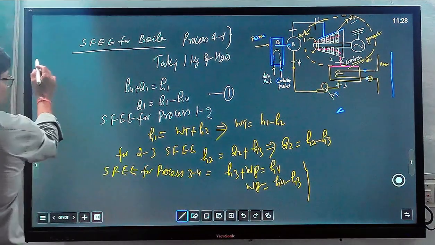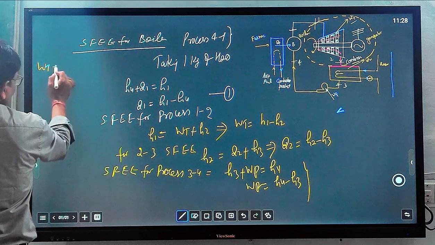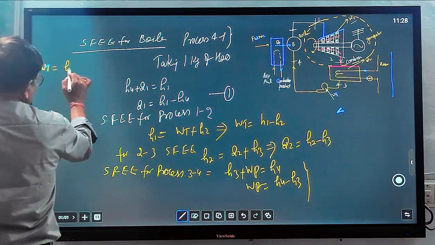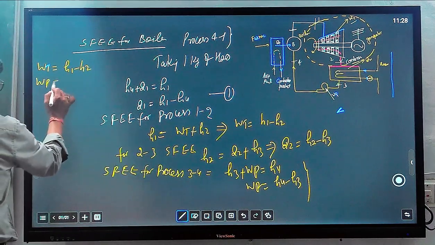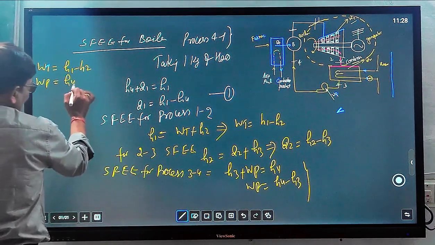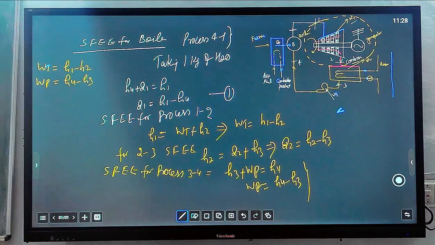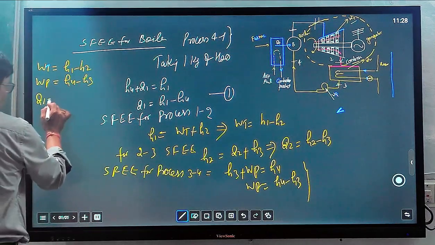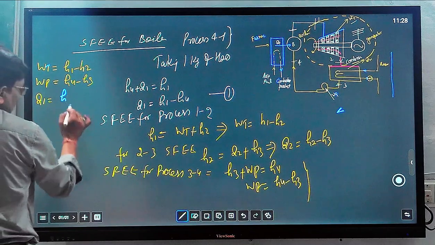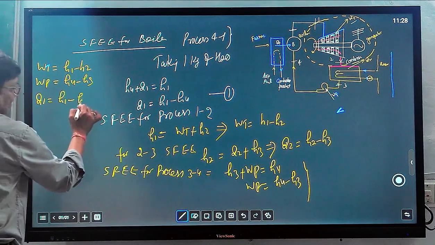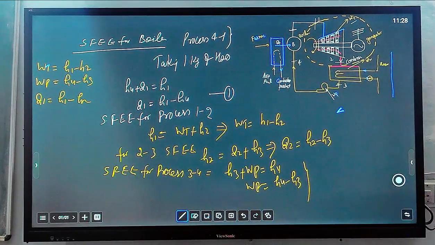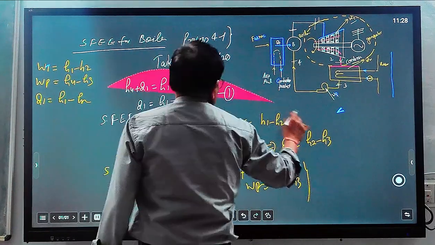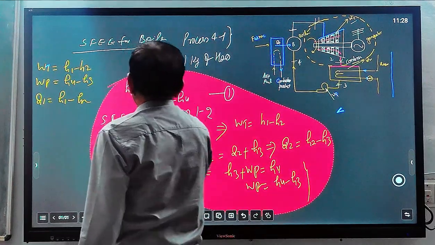Here we have Wt equal to H1 minus H2, and Wp equal to H4 minus H3, and Q1 equal to H1 minus H4. So now let us define thermal efficiency in terms of the enthalpy.